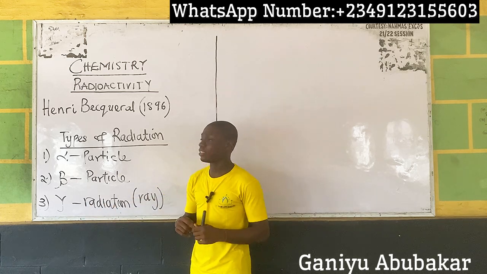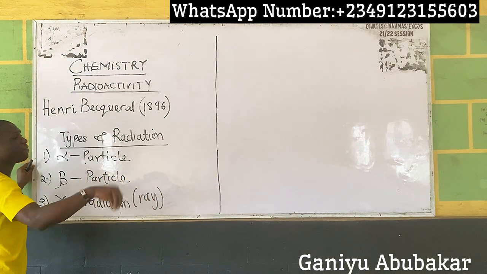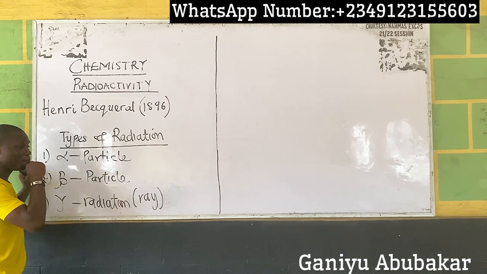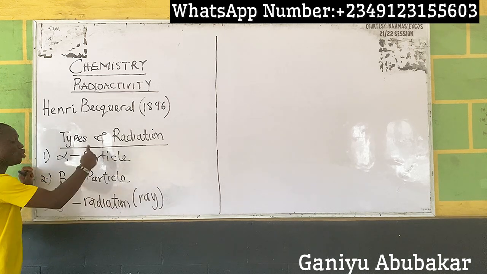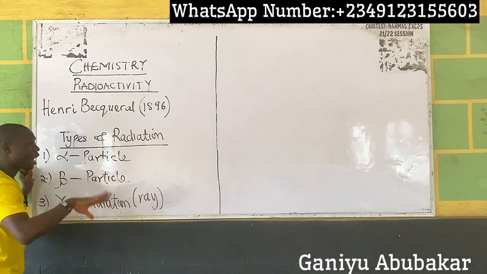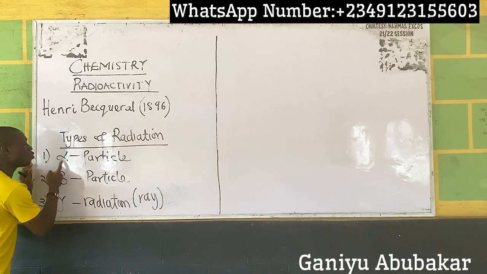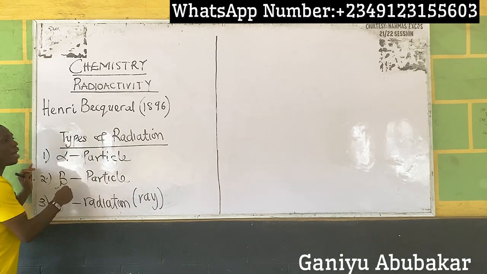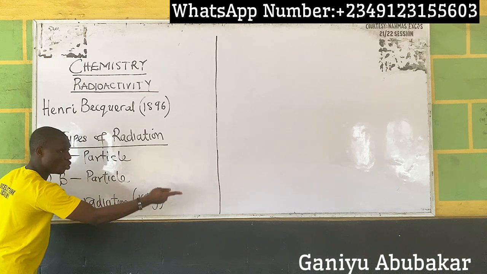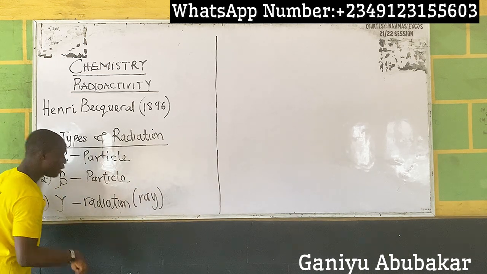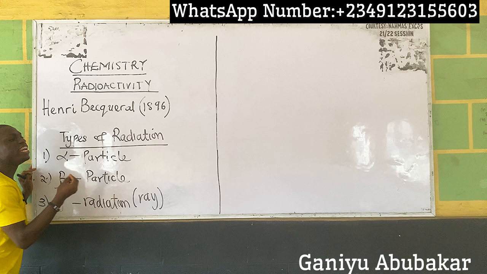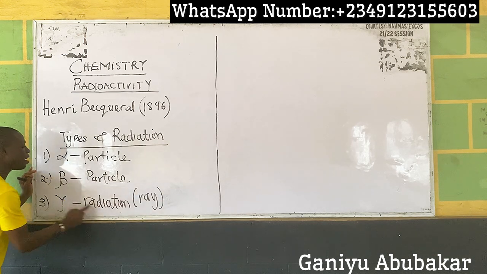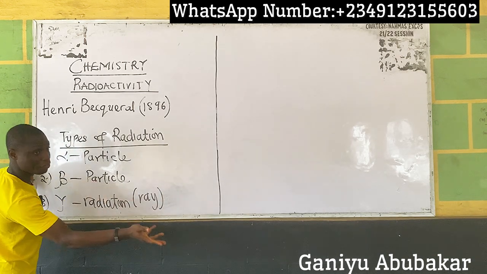Let's explain this, please. Now, here's the concept. First things first, from what I gave you earlier, I gave you the characteristics of each of them. Check your notes. Alpha particles are helium nuclei. That's the first thing there. Beta particles are electrons, while gamma rays are electromagnetic waves.